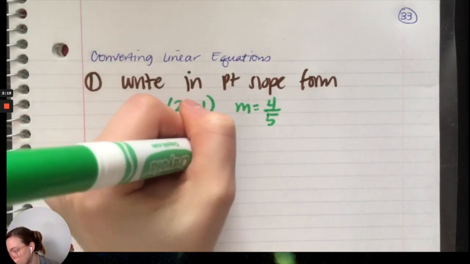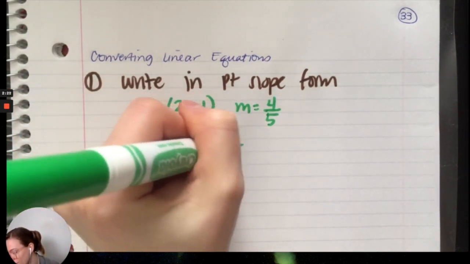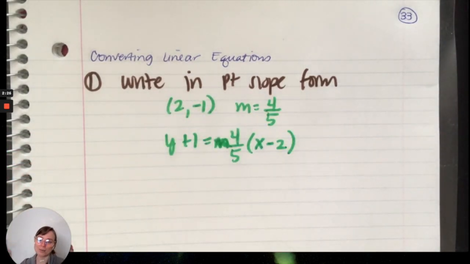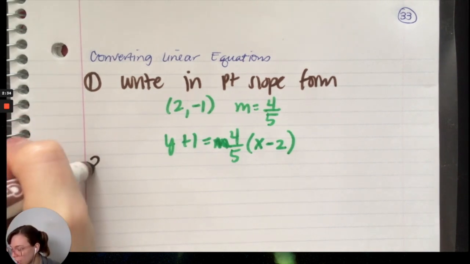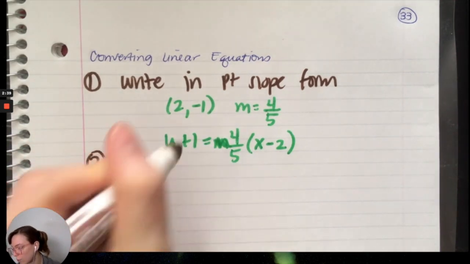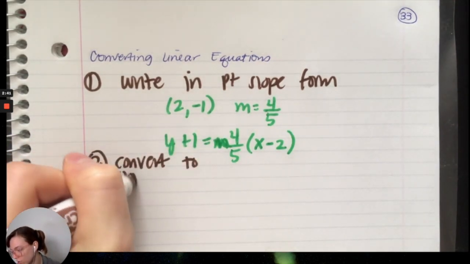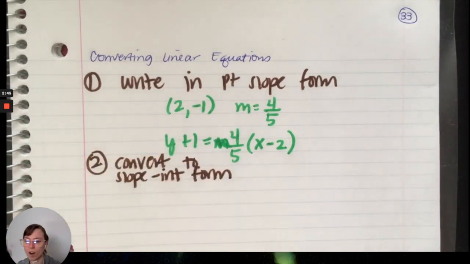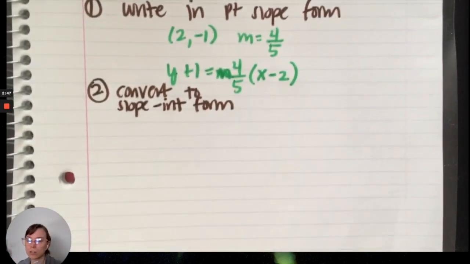Remember, it's the opposite of our x's and y's. That's our point slope form done. If this is all it asks for, you are golden. But sometimes it asks to turn your point slope form into slope-intercept form. So we are going to convert point slope to slope-intercept form.